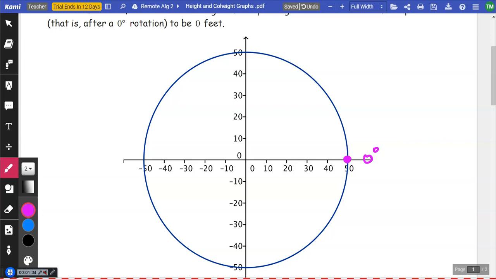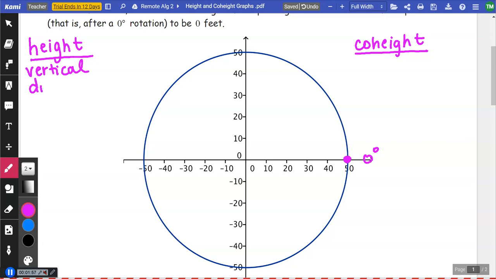So what we need to review is the definition of height and coheight. So today we're specifically going to be talking about height and coheight and how they are functions of the degree of rotation. So height is the vertical distance. And coheight is your horizontal distance.